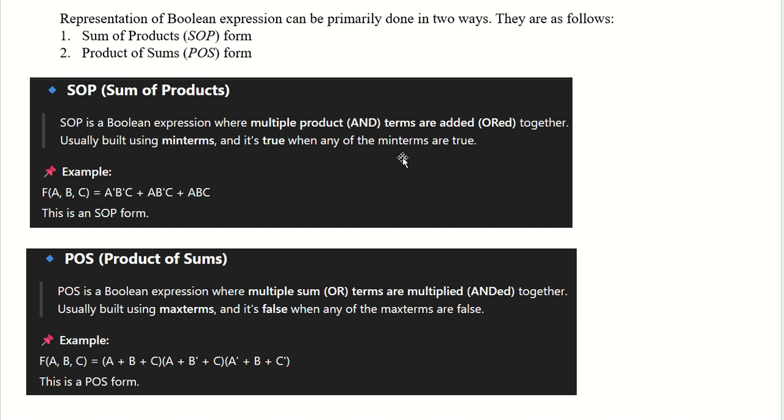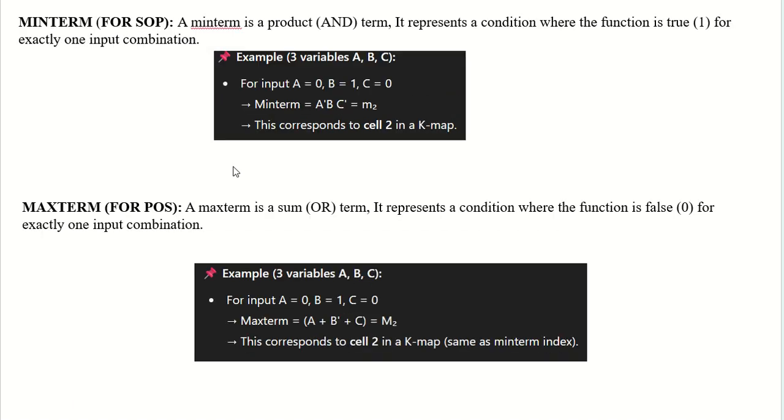Min terms are nothing but the winning combinations, that is the output will always be 1. Well, max terms are nothing but the losing combinations. The outputs will always be 0. Now, as I said, for min term the output will always be 1, and for max term, the output will always be 0.